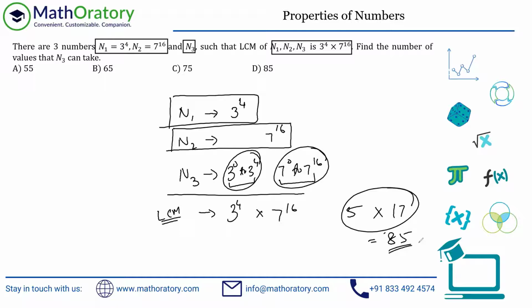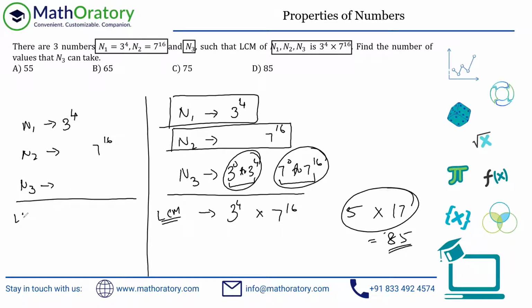Those who have got it, I believe it should hardly take 10 seconds to solve this problem, just because this 3 to the power 4 and 7 to the power 16 is as it is. Just because this is an easy problem, let me show another variation out here. Suppose N1 was 3 to the power 4, N2 was 7 to the power 16, and let's say N3 is missing. We need to find the possibilities, and the LCM of these three numbers is 3 to the power 4 into 7 to the power 17, suppose something like this.